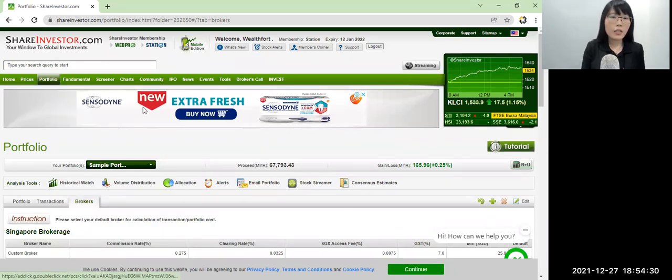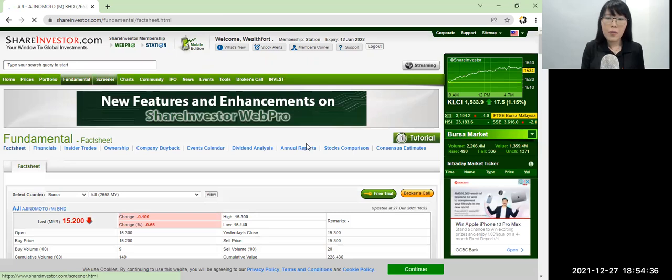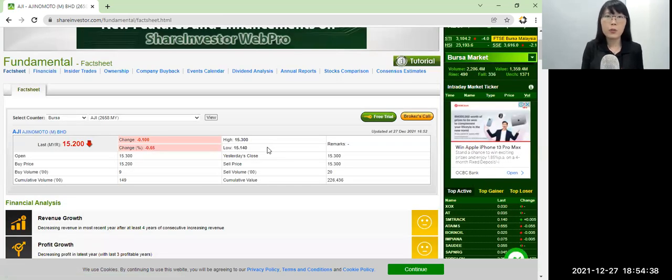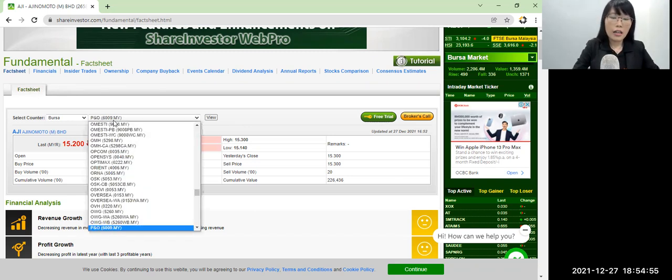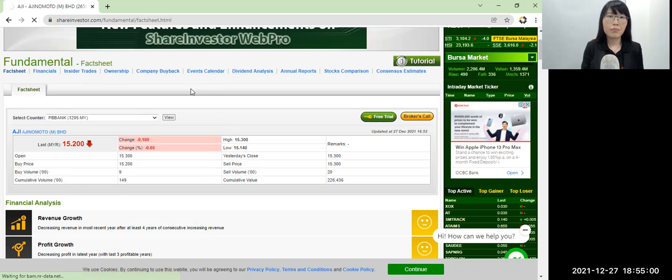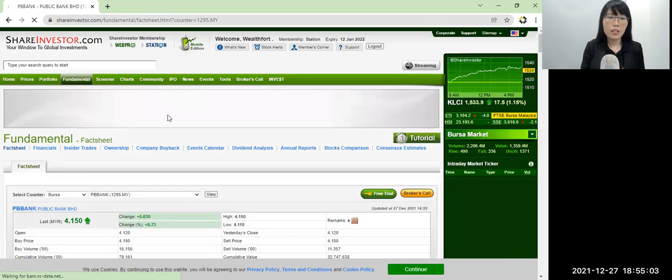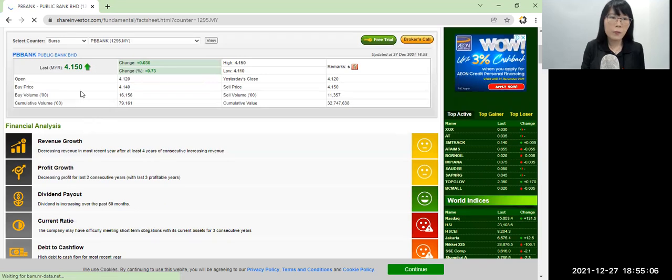So now let's go to fundamental. This is the information that investors will find very useful because investors like us want to find as many years of data as we can. So we can go to the fact sheet. This is called the fact sheet, okay? So you can go to the fact sheet and our case study is Public Bank. So you can type Public Bank and view. You can see the last price for Public Bank was 4 ringgit and 15 cents.